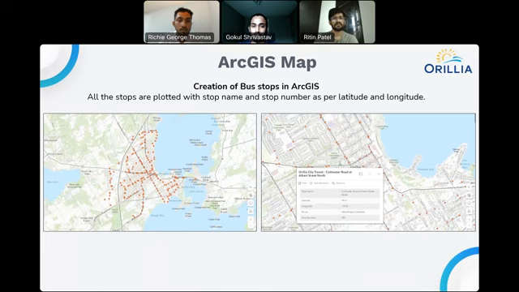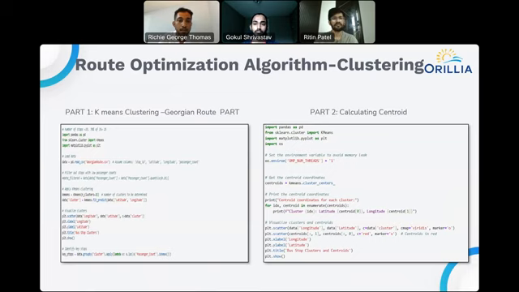So this is the ArcGIS. Here we have plotted all the bus stops with the stop name and stop number, along with the latitude and longitude. And so the first part of the optimization algorithm is k-means clustering.